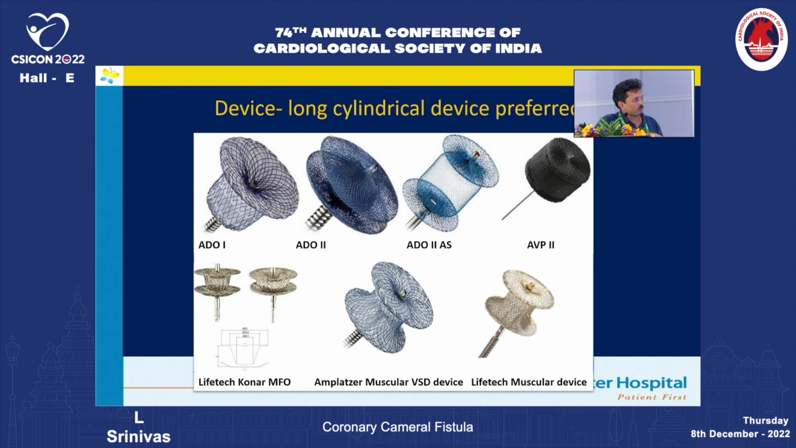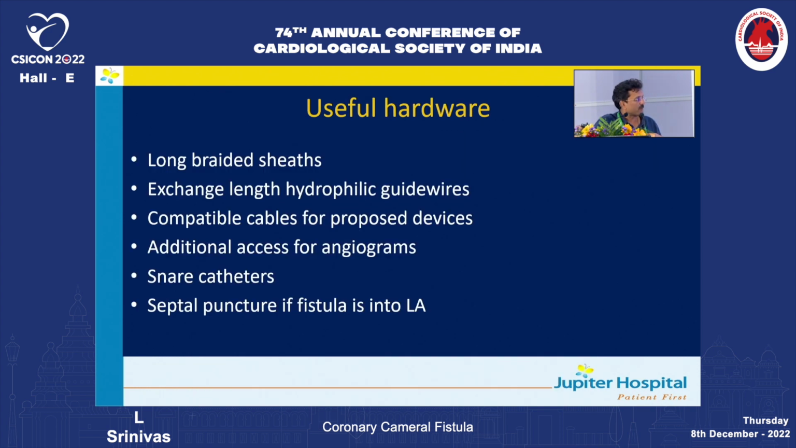Most commonly, we would prefer a device to be more cylindrical, longer, and it should be available in various sizes to suit a wide variety of length and breadth of the fistulas. For us, the most common device that we use is either AVP2 or, of late, we have started using the Konar MFO device. In the earlier past, we have also used a few ADO1 devices as well.